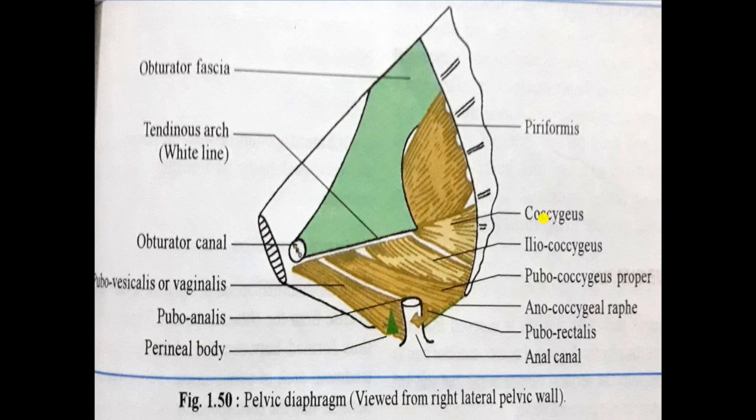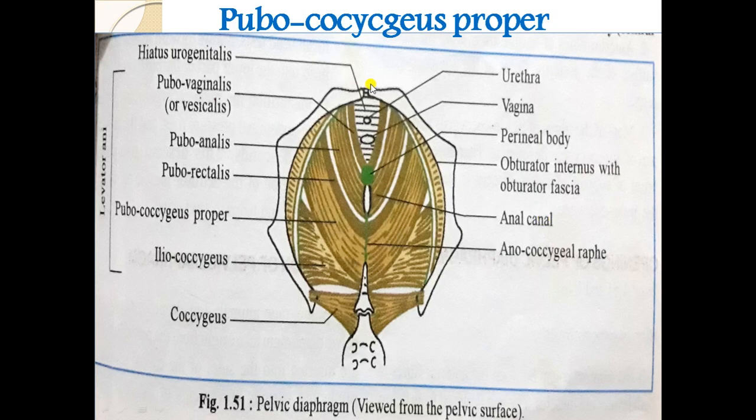You see the pubococcygeus proper muscle. This muscle arises from the tendinous arch or white line of the pelvic fascia, descends downwards and backwards, and is inserted into the tip of the coccyx bone and into the anococcygeal raphe. When you see this pubococcygeus muscle, it overlaps the anterior fibers of the iliococcygeus muscle. The pubococcygeus proper is a very important muscle in the pubococcygeus group, and it is the main muscle which lies at the back and supports the pelvic viscera.